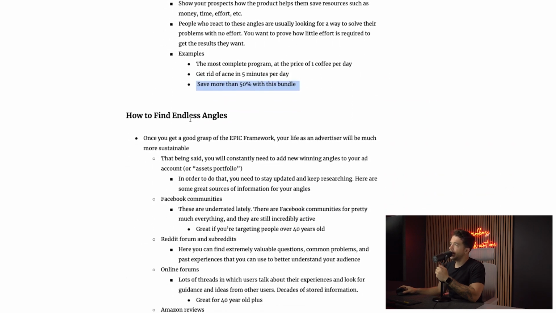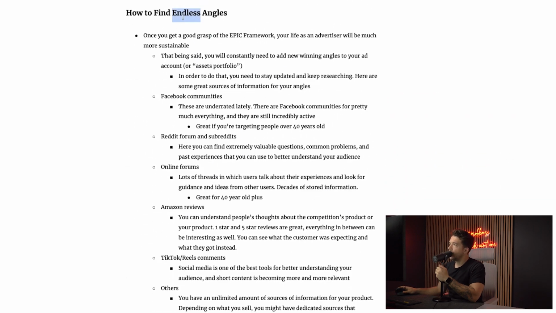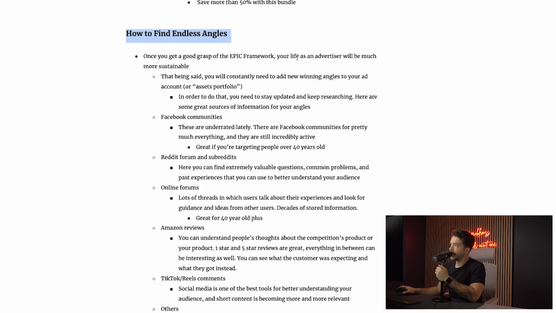Now, how to find endless angles. Once you get a good grasp of the EPIC framework, your life as an advertiser will be much more sustainable. That being said, you will constantly need to add new winning angles to your ad account or assets portfolio. In order to do that, you need to stay updated and keep researching. Here are some great sources of information for your angles.